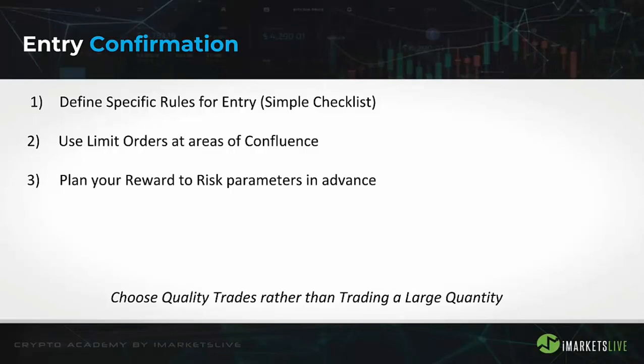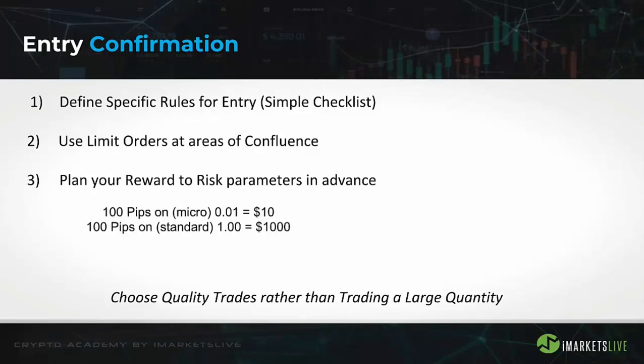That ties in directly with the second step, which is using limit orders at these areas of confluence. It's going to be more effective for your trades if you allow the market to come to you and you enter at a point where you feel confident and you're able to plan out your reward to risk parameters in advance. You could give yourself a specific percentage of your account that you're looking to risk. You could risk a certain number of pips.